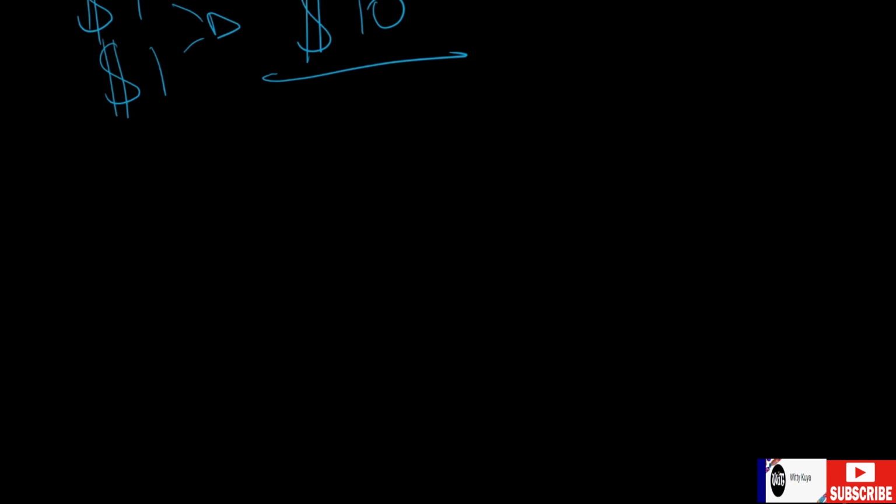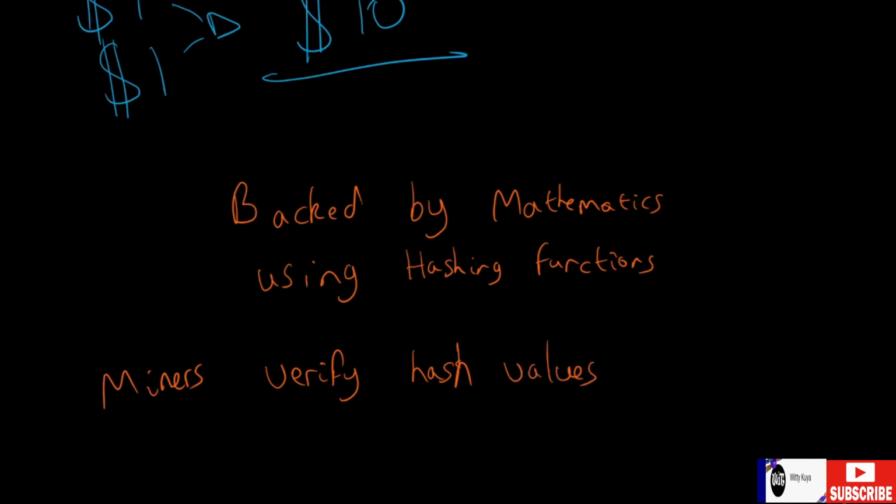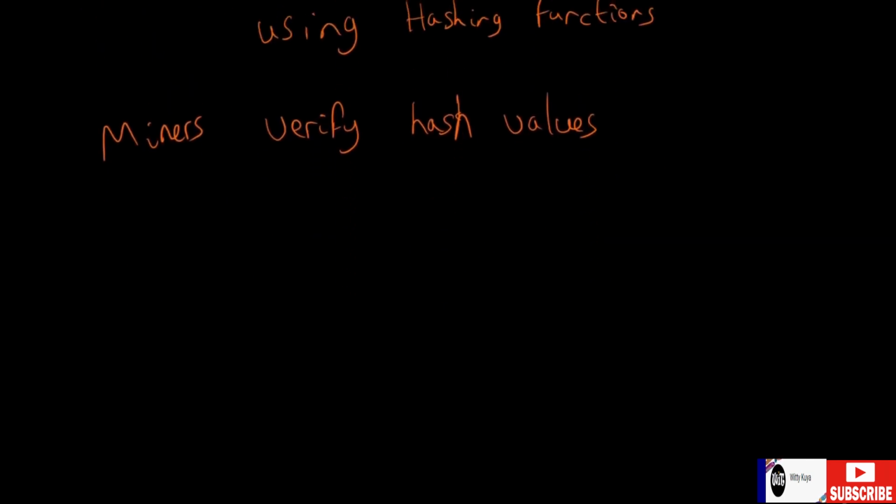And all of this is backed by mathematics using hashing functions to verify hash values. So that's essentially an overview of what blockchain is.